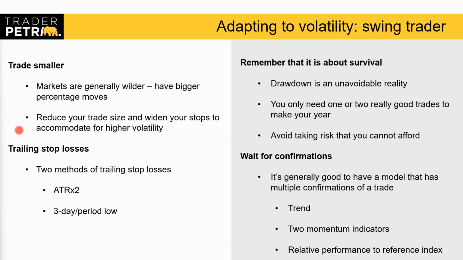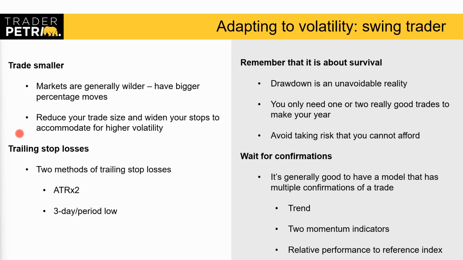So let's say, for example, you want it to be an uptrend, you want your stochastic to move into a bullish configuration, you want your RSI to move into a bullish configuration, and you need the stock to be relatively stronger than the index. All of those things need to be confirmed before you can take a trade. So you need to be a bit more selective about the trades that you take.